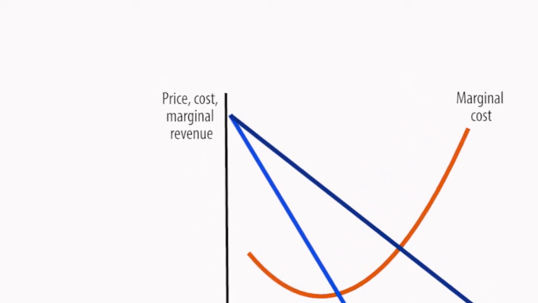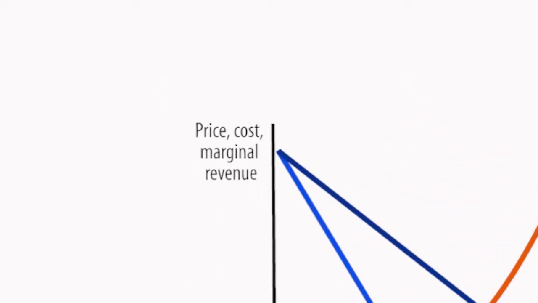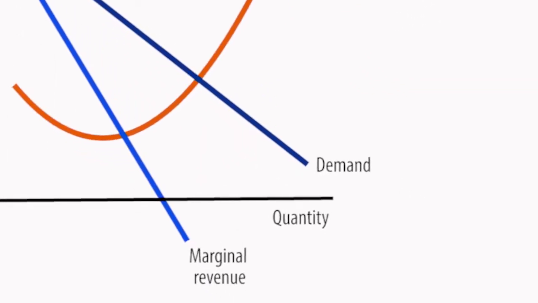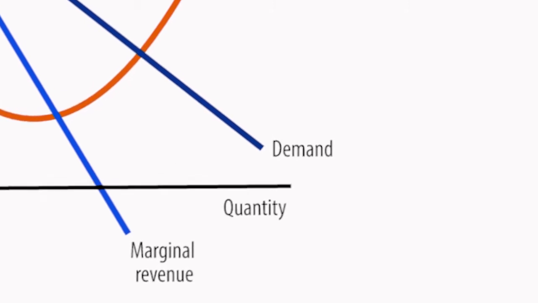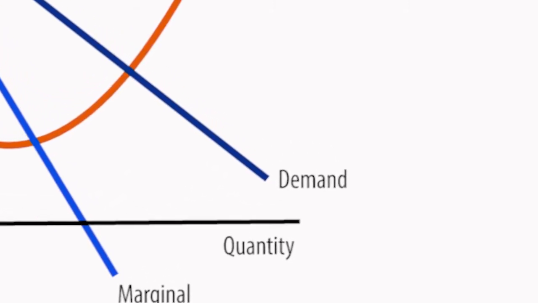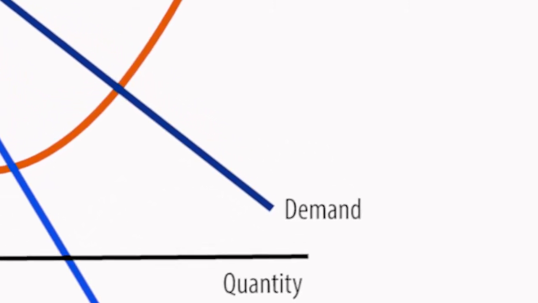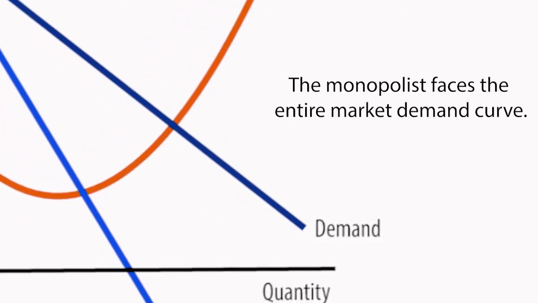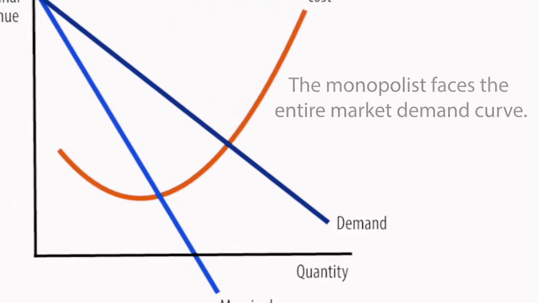The vertical axis indicates the price and various types of cost and revenue in dollars per unit of output. The horizontal axis indicates the quantity. Notice that unlike an individual firm in a perfectly competitive market, a monopolist faces a downward-sloping demand curve. That's because the monopolist faces the entire market demand curve, which is downward-sloping.